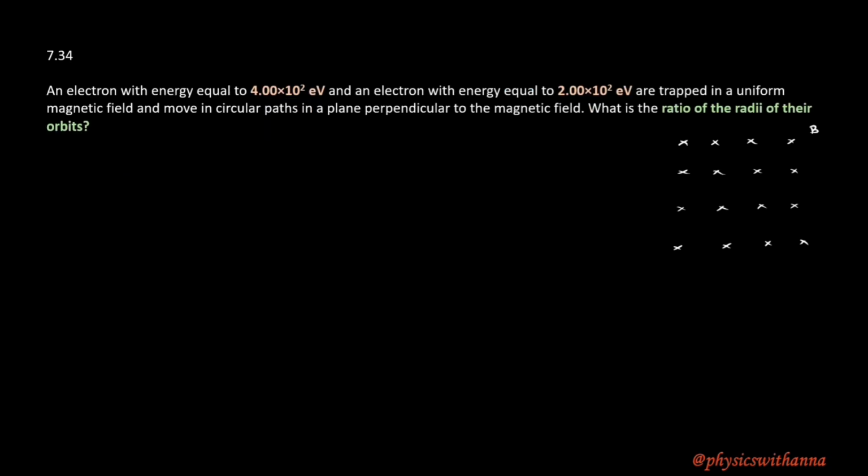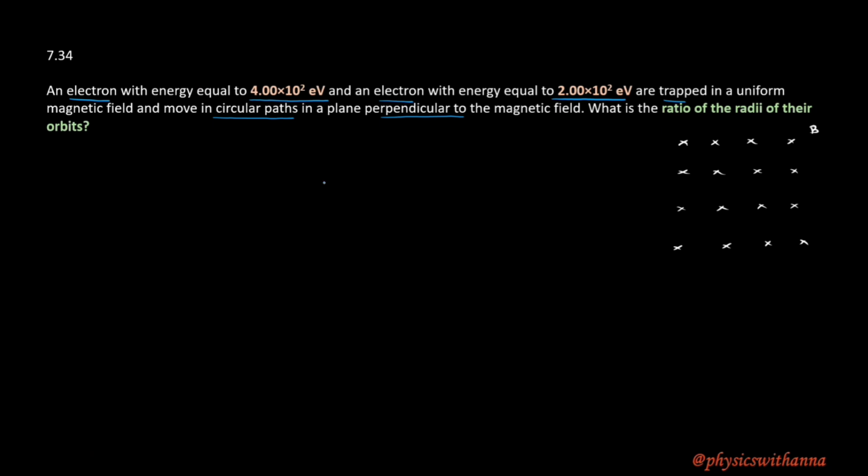Now let's discuss another question. Here you have an electron with energy equal to 4 times 10 to the power 2 electron volt, and an electron with energy equal to 2 times 10 to the power 2 electron volt, trapped in a uniform magnetic field and moving in circular paths in a plane perpendicular to the magnetic field. What is the ratio of the radii of their orbits?